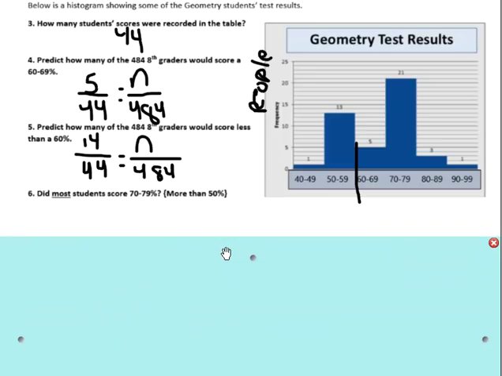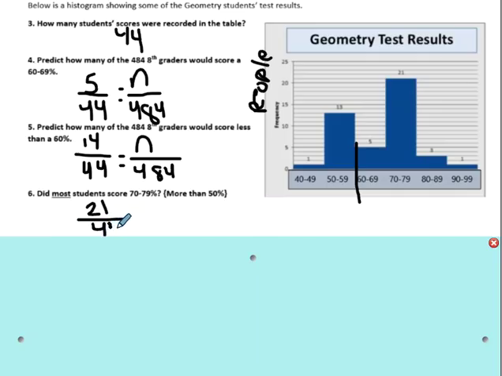Number 6, did most students score 70 to 79%? Remember, in order to be able to say, yes, most scored more than 50%, or most scored 70 to 79%, when you turn it into a fraction and a decimal, it has to be greater than 0.5 or greater than 50%. So 21 students scored a 70 to 79% out of the 44.